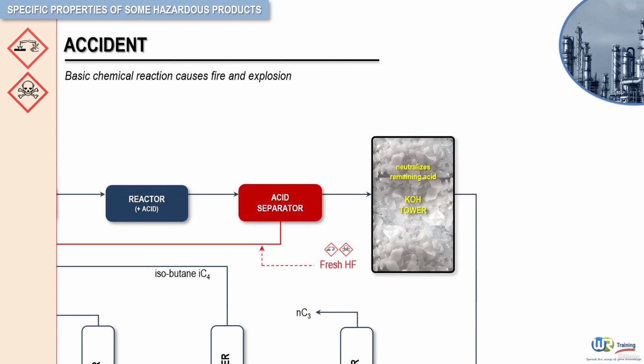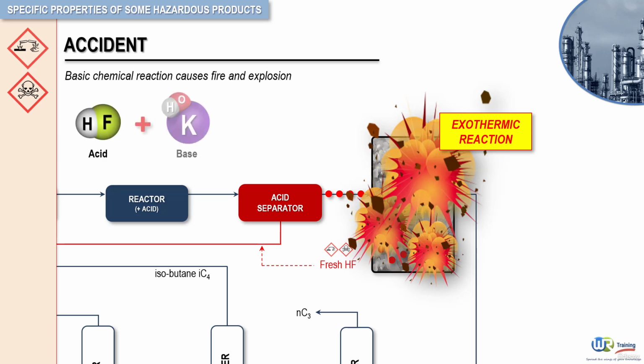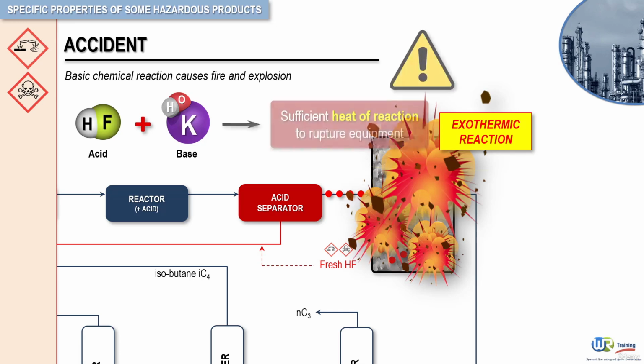A plant upset sent a slug of hydrofluoric acid into the potassium hydroxide tower, which resulted in an exothermic reaction, causing an explosion and fire. The force of the blast threw the side of the tower some 300 feet away. This incident illustrates the dangers of uncontrolled mixing of acids and bases, in this particular case mixing hydrofluoric acid with potassium hydroxide, which are capable of producing sufficient heat of reaction to rupture equipment.